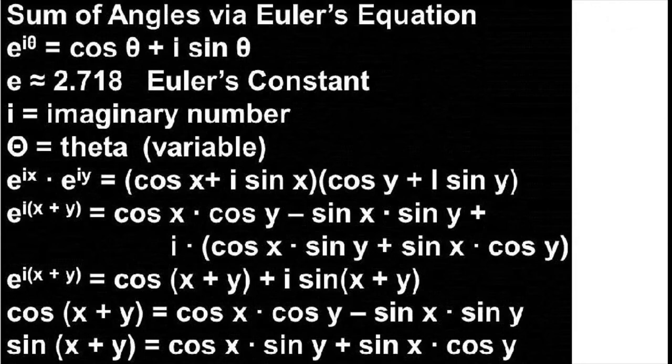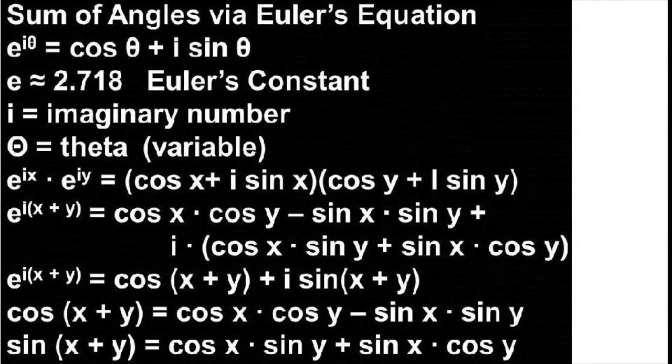At the top, you will see Euler's equation, e to the i theta equals cosine theta plus i times sine theta, where e is the Euler number, which is about equal to 2.718, i is the imaginary number, and theta is the Greek letter theta that we're going to use as our variable.